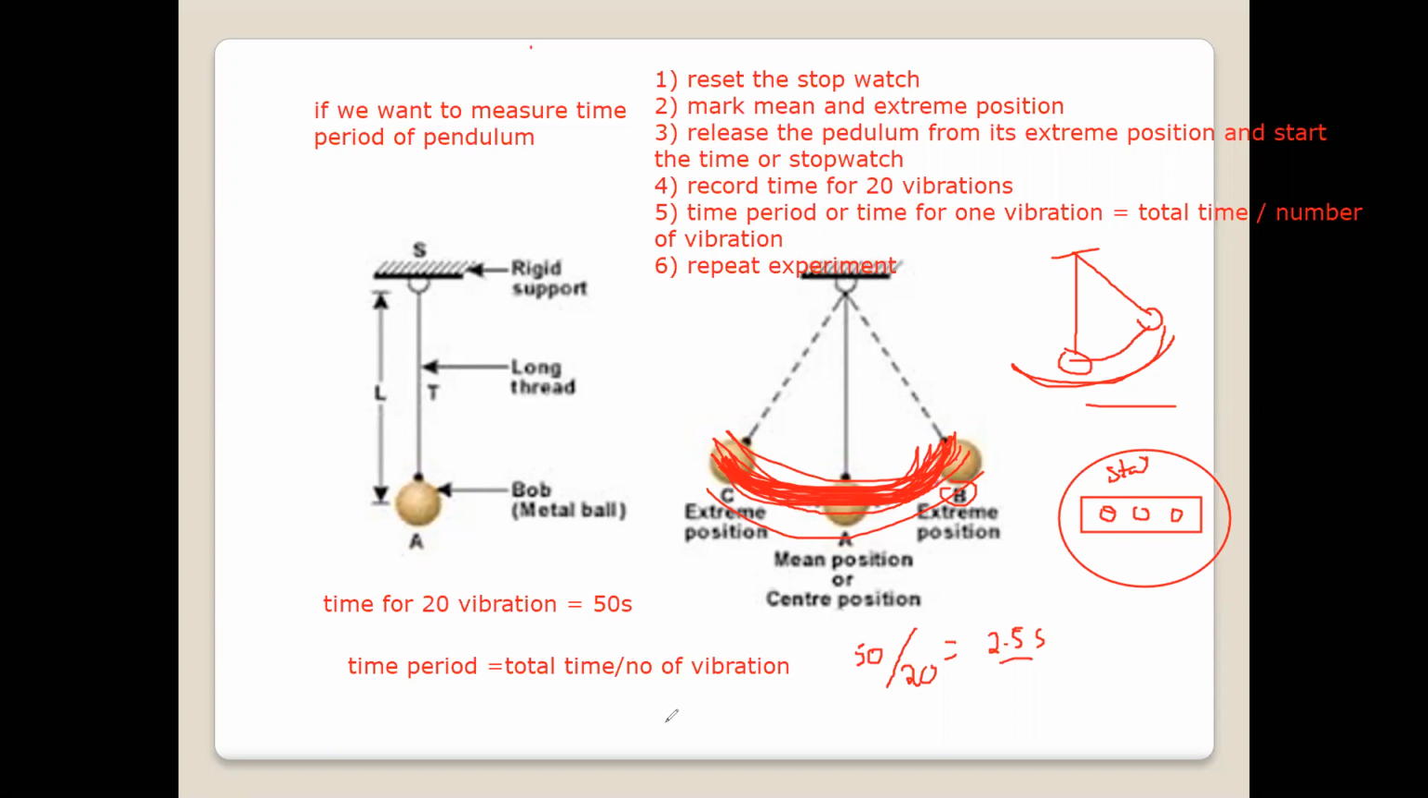Miss, how much should we check the time until it stops? No, no, record the time, not until it stops. For example, time for 20 vibrations. Maybe it will stop after 70 vibrations or 30 vibrations, but we are only recording a time for 20 or 10 vibrations or 15 vibrations. Not too many, not too few.